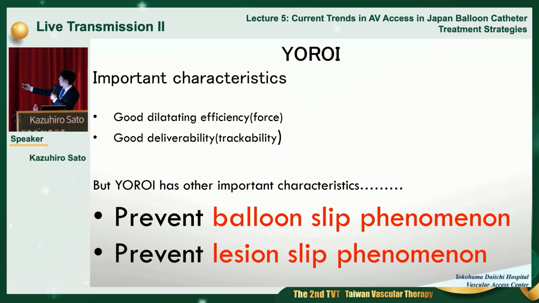So Yoroi has important characteristics. One is good dilating efficiency, and the second is good deliverability. But Yoroi has other important characteristics. It prevents the balloon slip phenomenon and it prevents the region slip phenomenon. I will explain these two characteristics.